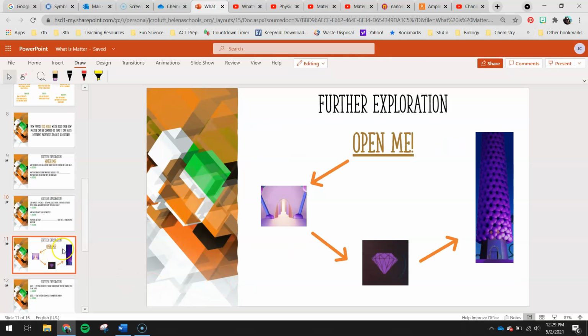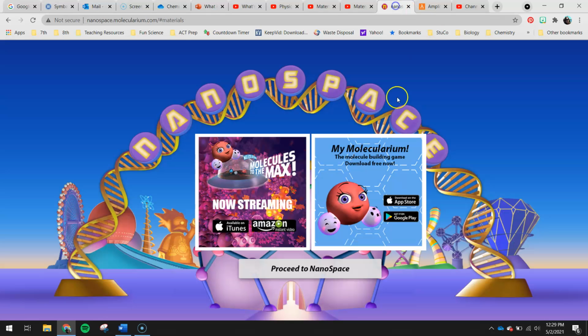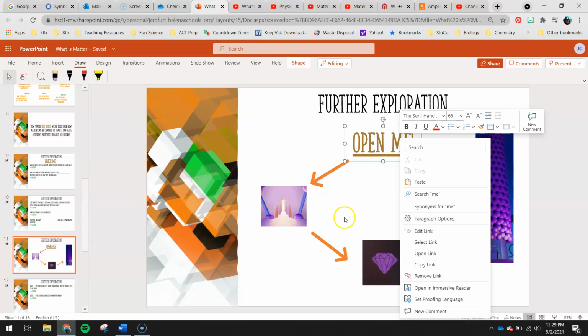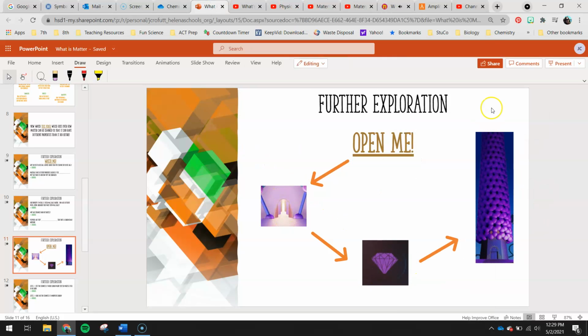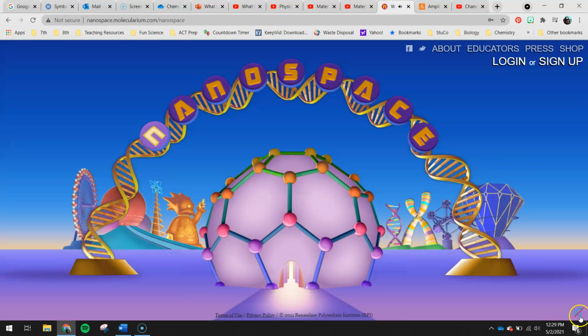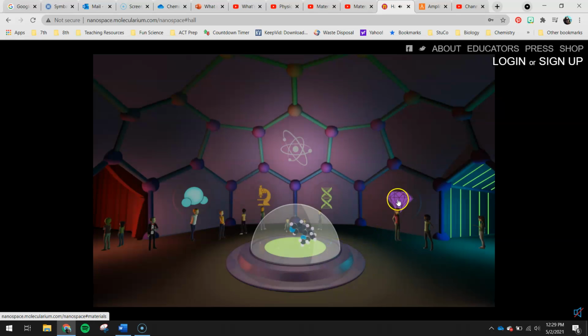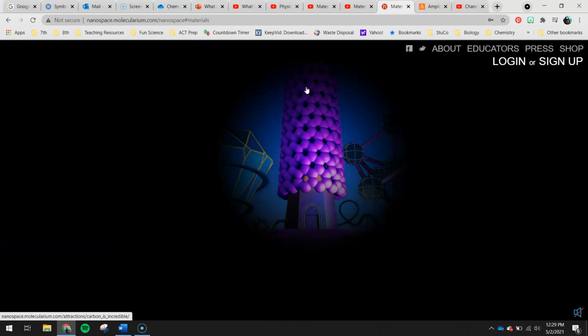And then you are going to follow this little link right here. You're going to right click, go into Nanospace. It looks a little something like this. You're going to proceed to Nanospace and then follow the directions. Go through the door, then the diamond, and then this big tower. Don't forget you can obviously mute it. And we're going to learn a little bit about carbon.